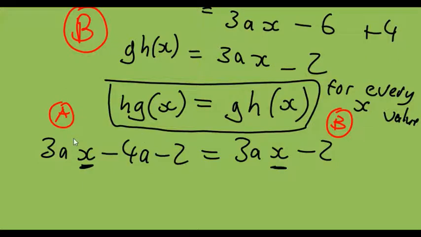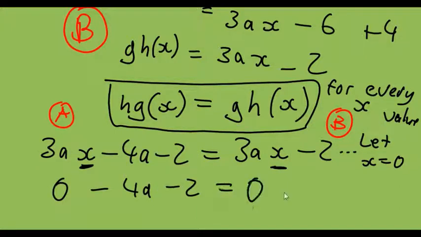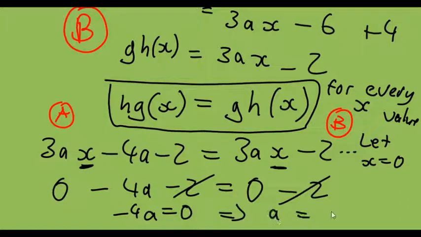So what would be the easiest x value to let these equal to work it out? Well, we could pick any. We could pick 100, we could pick 1000, we could pick 2, we could pick minus 2. But usually the easiest is just going to be 0. So I'm going to let x equal 0. You could pick any value because you know this is true for all x values. If we subbed in x equals 0 here, we'd end up with 0 minus 4a minus 2 equals 0 minus 2. Then we'd end up with those cancelling. So we'd end up with a minus 4a equals 0. So a is equal to 0.